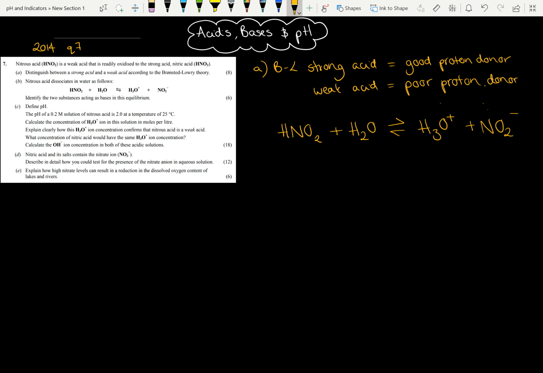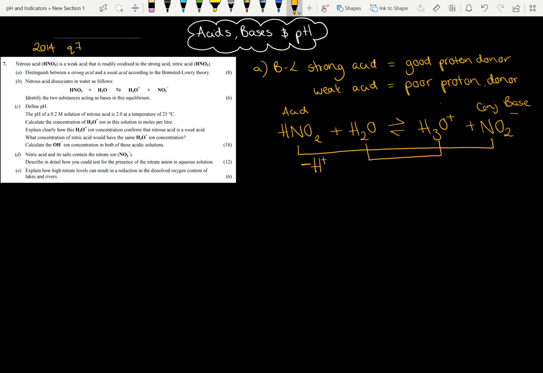So what we need to do is track the before and after dissociation of each substance. We can see that the HNO2 becomes NO2 minus after dissociation. So in order for that to happen, it has to lose or donate that hydrogen ion. That means our HNO2 is our acid, which we knew already. And when an acid behaves like an acid and gives up that hydrogen, it becomes a conjugate base. Let's have a look at the water now.